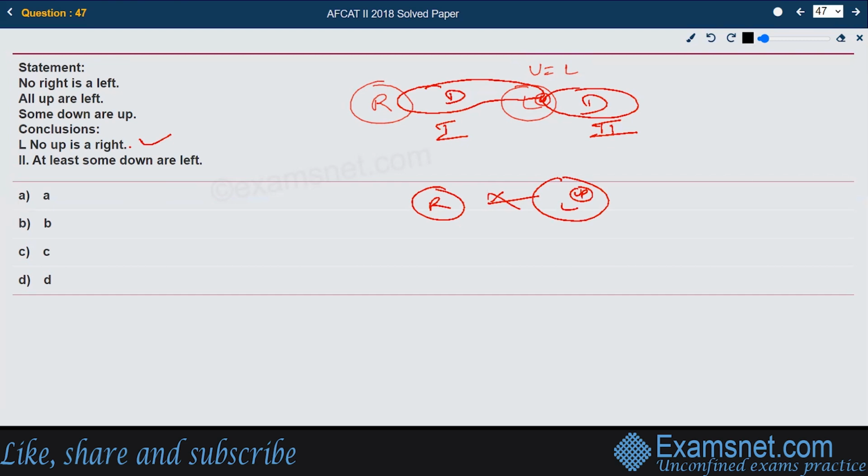Okay, let's talk about the second one. At least some down are left. Some down are left. That is going to be right again, because down has to touch the up part, and the up part lies completely inside the left part. So obviously down will touch the left part also. So some down are left is also right. So both the conclusions that have been drawn are true. In this case, we will hit the option D, which says both are true. Okay, this is the right answer.